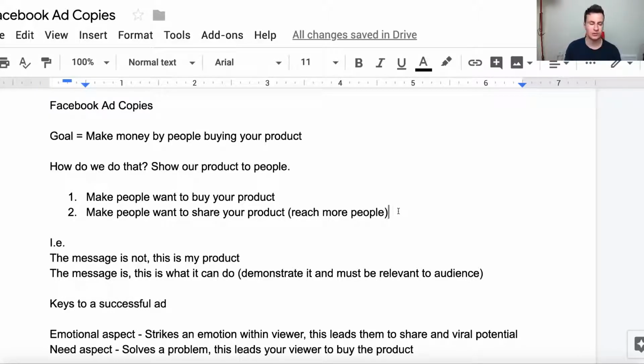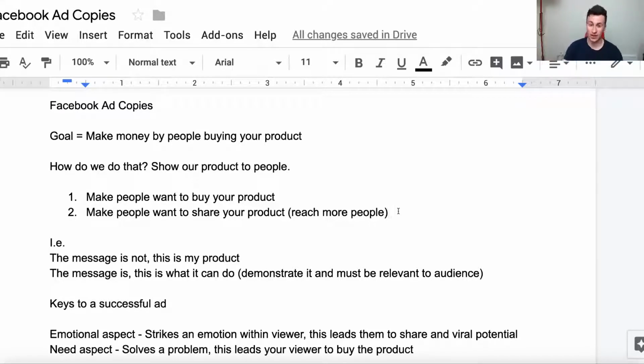So when it comes to designing your ads, then you have to look at it in two ways. Number one, your ad has to create a want for your product so people do actually buy it. If there's no want for it, then obviously people aren't going to buy it. It doesn't matter how many people you show it to, you still have to create that want or that need within your customer. And then the second thing, you have to make people want to share your product as well.